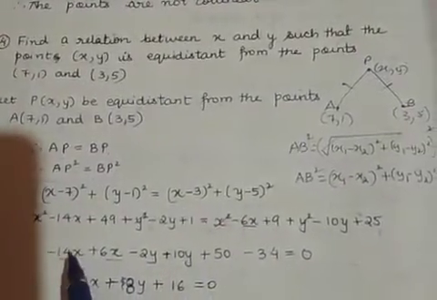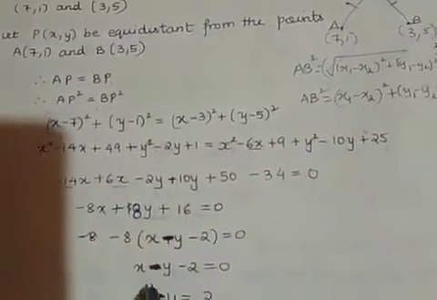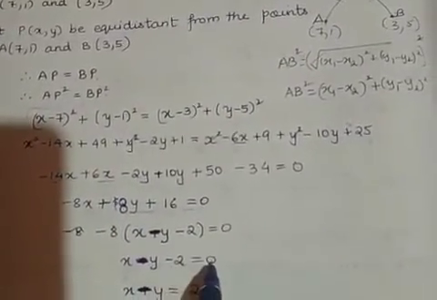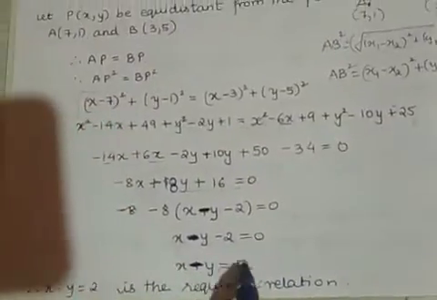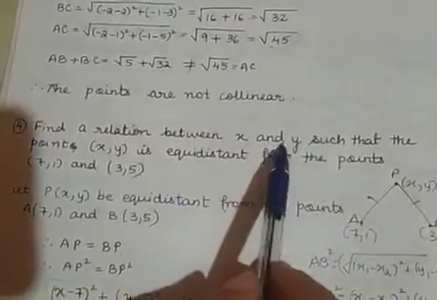Take all the variables and the constants on one side. And on solving this, you get x minus y minus 2 equal to 0. That is x minus y is equal to 2. Now this is the required relation between x and y.